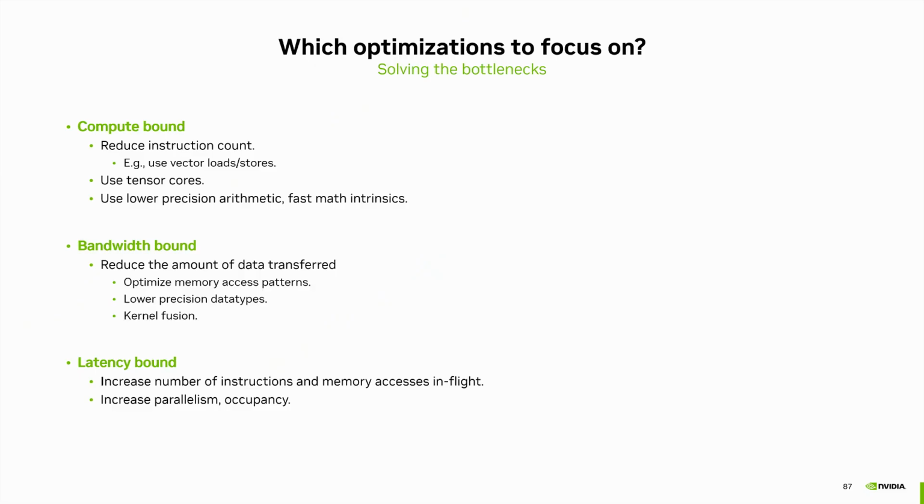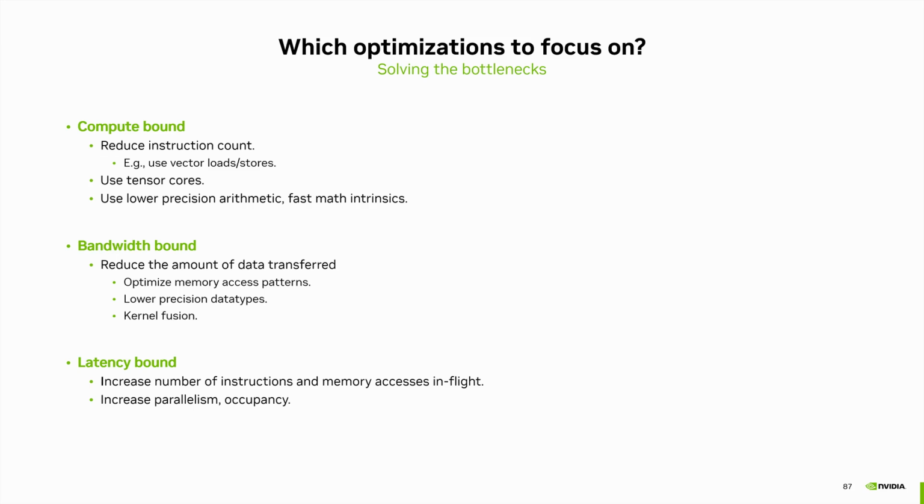Excellent. So let me give you some general guidelines of what to do depending on the characteristics of your code. If your code is compute bound, okay, usually what you need to do is reduce your instruction count by using, for example, vector load stores. Or you can use our amazing tensor cores if, of course, your application can be transformed into GEMMs, right? Or if your application can tolerate a lower precision, then you can use lower precision arithmetic and fast math intrinsics, okay?